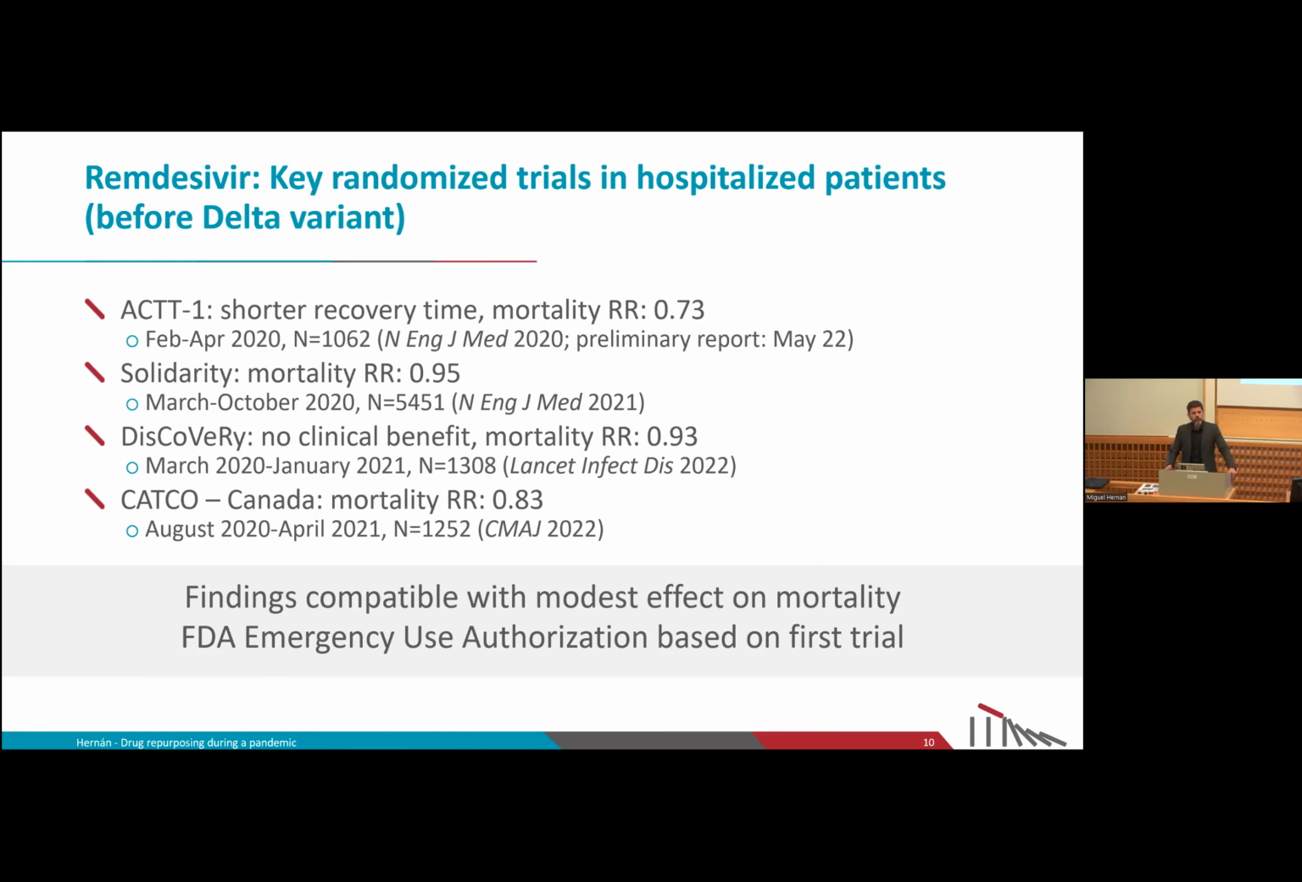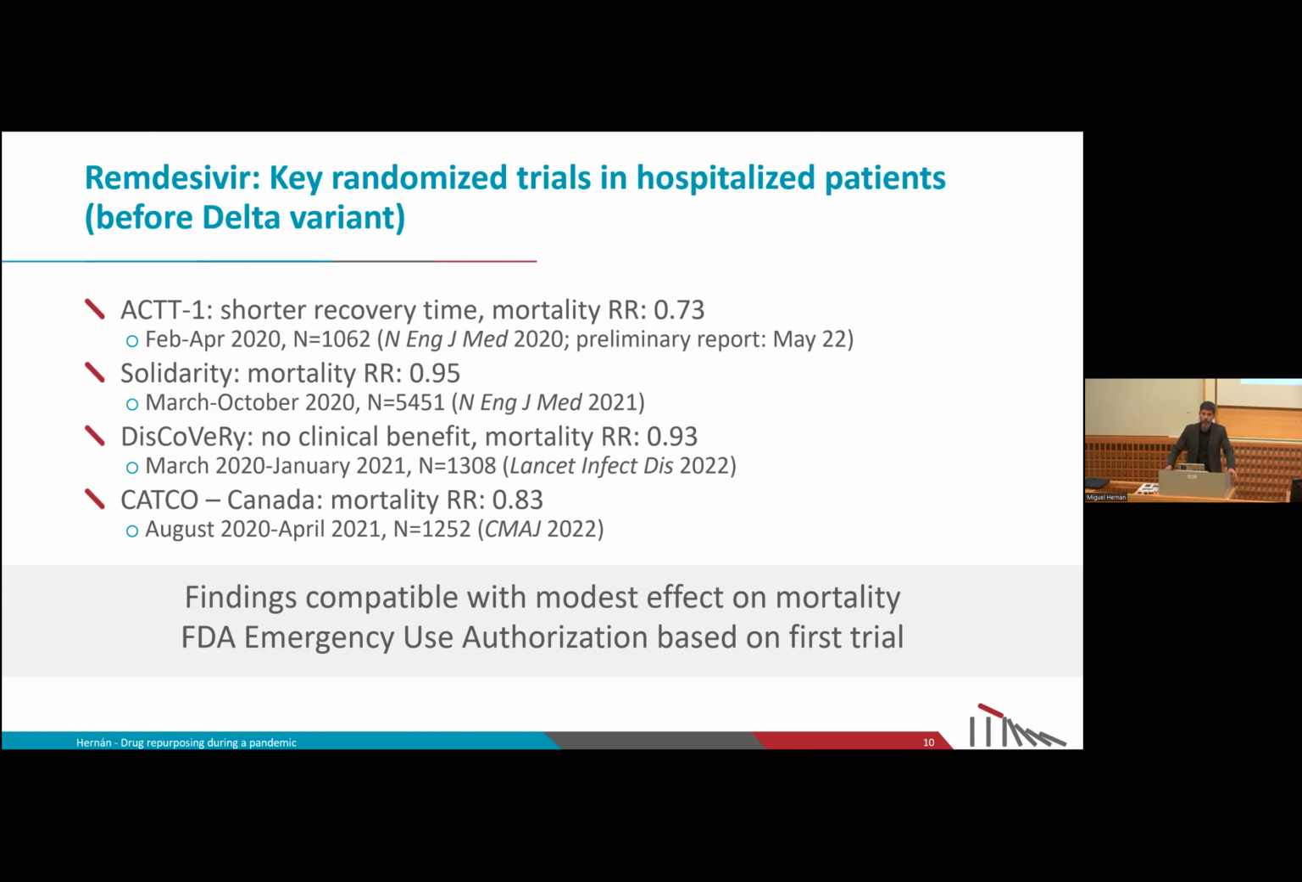So there were a few key randomized trials of remdesivir in hospitalized patients. They were all done before the Delta variant of SARS-CoV-2. The first trial, which was finished by May of 2020, is a trial that was used by the FDA to make the decision that they made. This trial, with about 1,000 people, found a shorter recovery time and a mortality relative risk of 0.7.